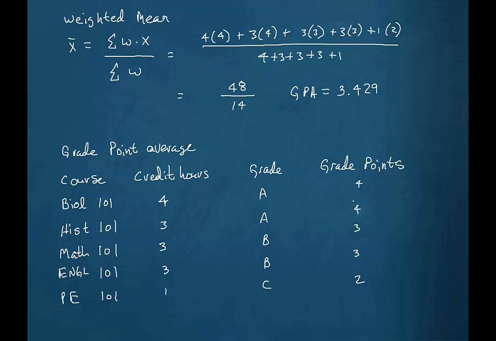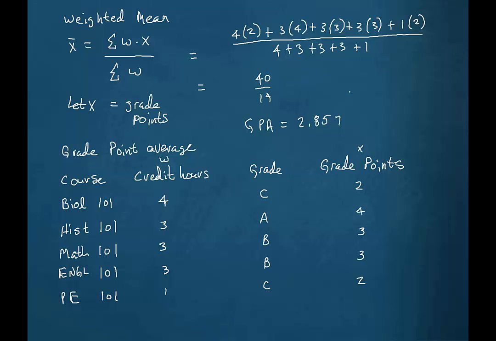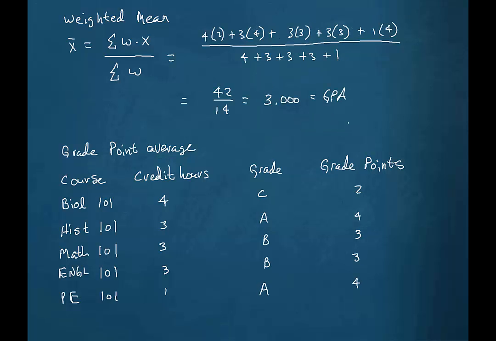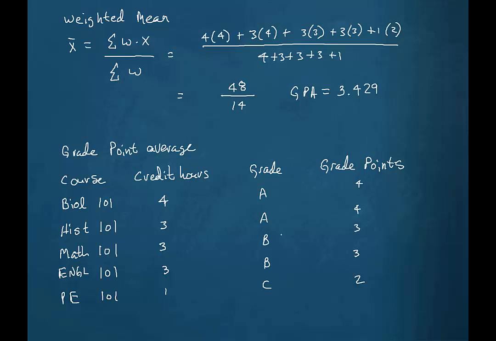And the reason for this, of course, is because of the number of credit hours. Pulling the grade in the biology course up from a C to an A and getting 4 rather than 2 grade points gave us a multiplier then of 4 by 4 instead of 4 by 2, contributing quite a bit more to this numerator than when we changed the PE grade to an A and only multiplied it by 1. So the increase then in the GPA went from a 2.857 to a 3.429 when we increased the biology grade to an A.